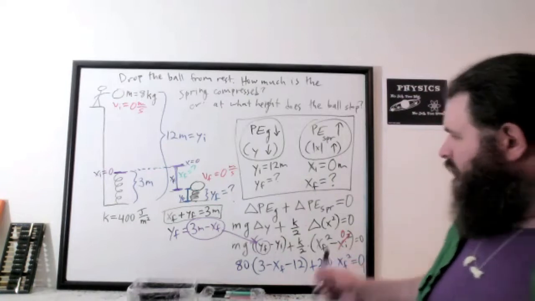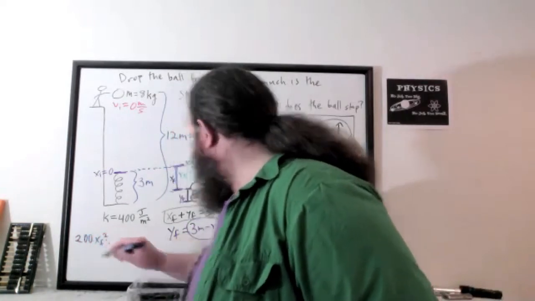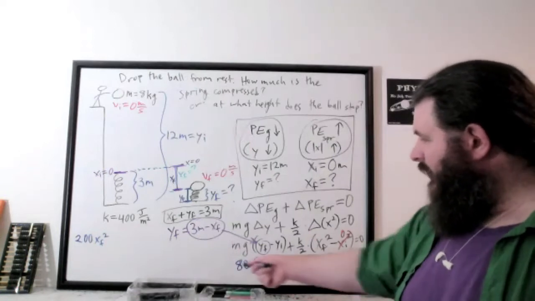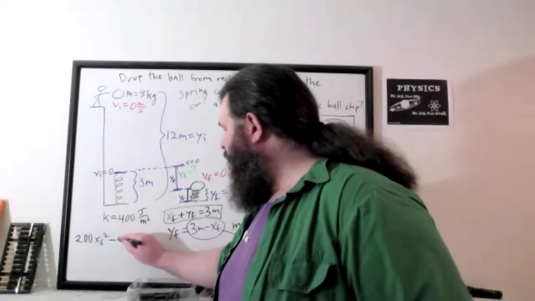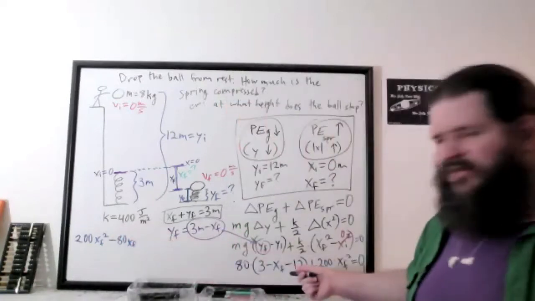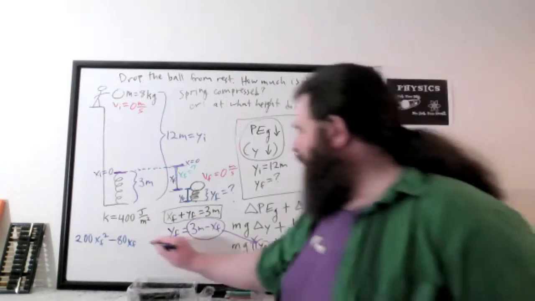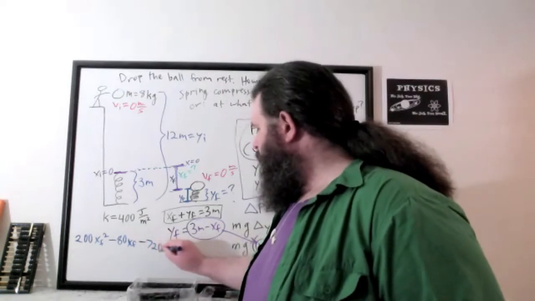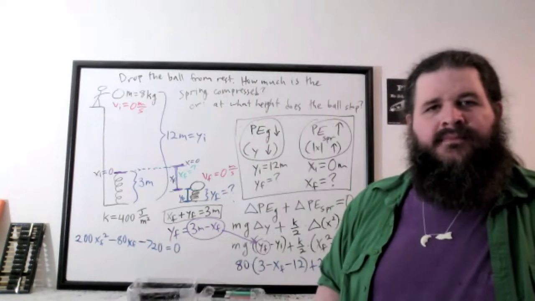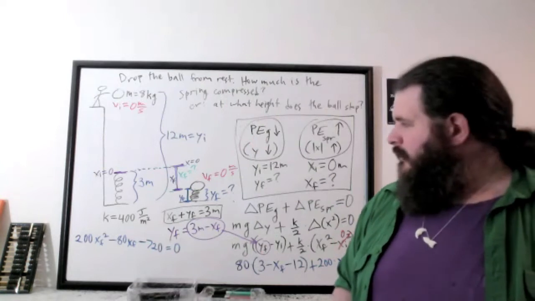We've got 200 x final squared. For the x final term, we've got a negative x final times 80, so that'll be minus 80 x final. And then these constants, 3 minus 12 would be negative 9, times 80 would be negative 720, equals 0. So there's our quadratic. If we can solve that, then we'll have a value for x final. Any questions on that so far?